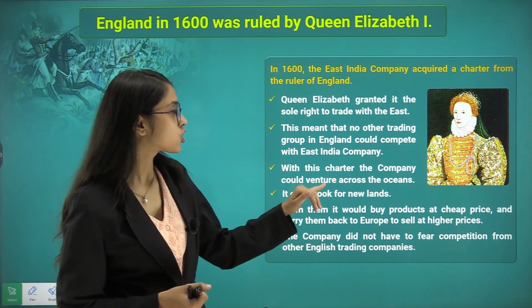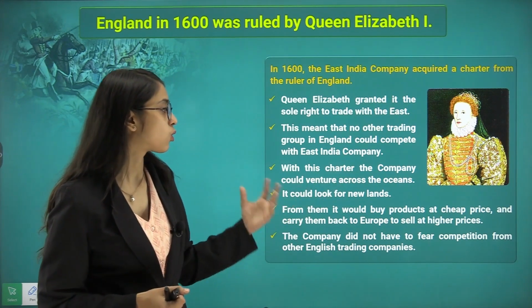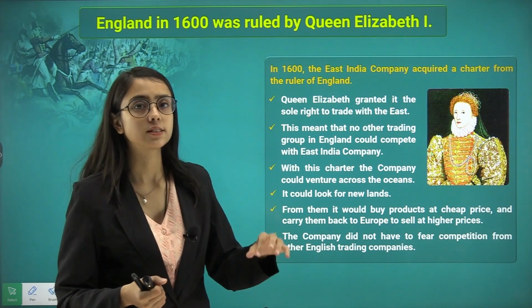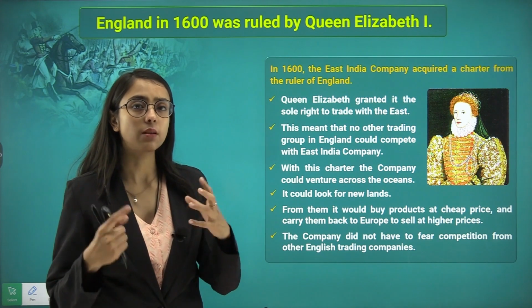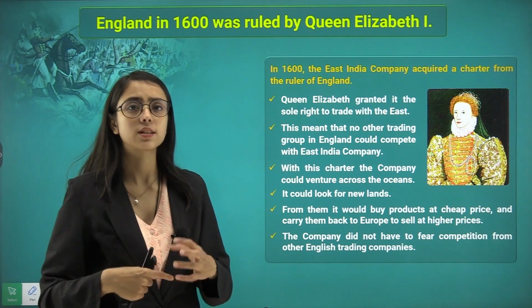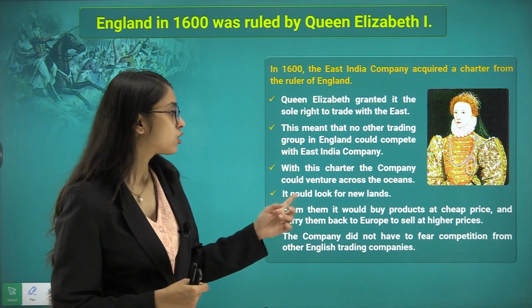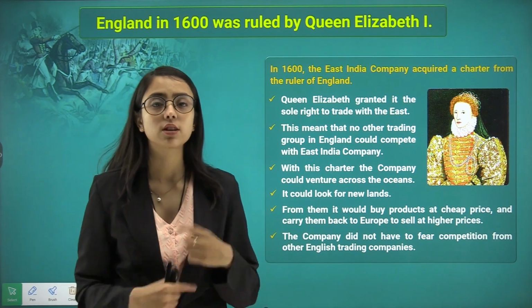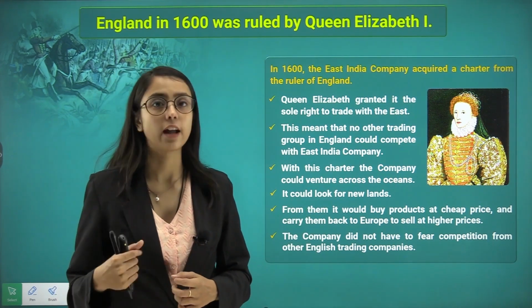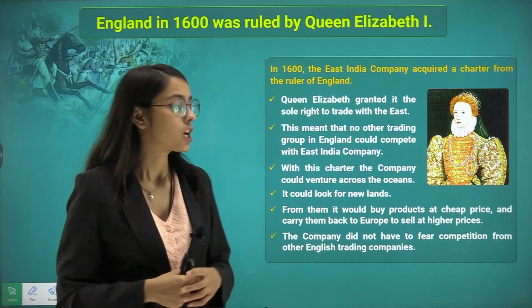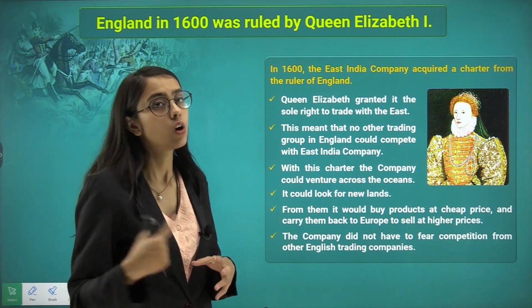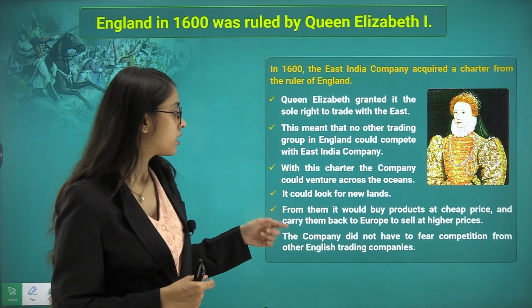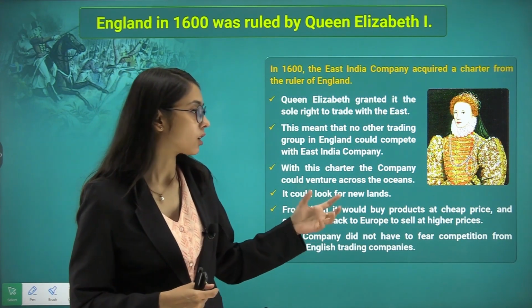So, with this charter, the company could venture across oceans. They could move across oceans, they could trade and sell their products, buy products, etc. It could look for new lands. Of course, this was an opportunity for discovering new domains of trade and for making money and profits. So, they could find new lands to trade. Apart from that, it would buy products from them at a cheap price.